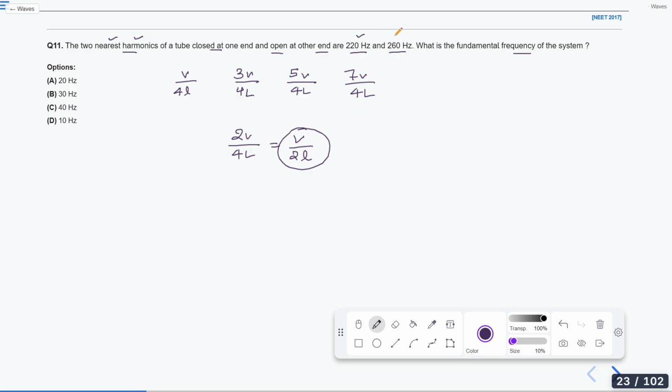Okay, and frequencies are given. Frequencies 220 and 260. So what is the difference? 40 hertz. So that difference in any two harmonics, V by 2L, is given as 40 hertz. You have to calculate the fundamental frequency of the system. Fundamental frequency is V by 4L. V by 2L you know, V by 4L you have to calculate. This is homework. Okay, I have solved it already.